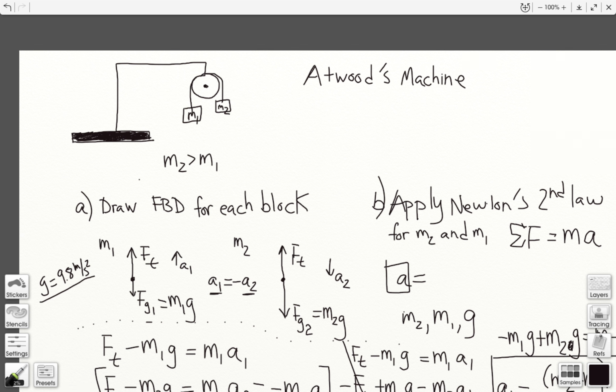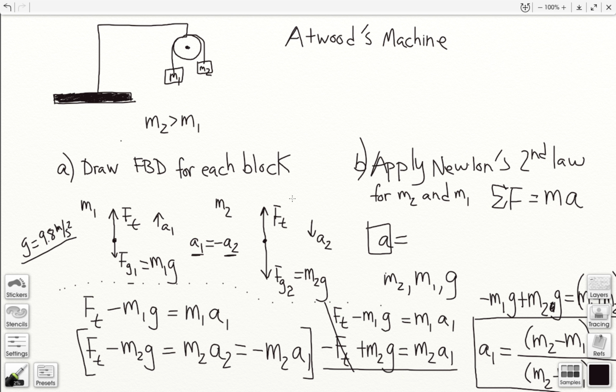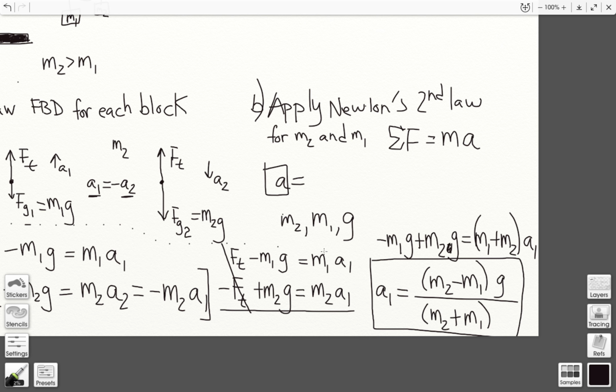Okay, so that was Atwood's machine. Just a little background: this machine was invented by a mathematician as a lab experiment to verify the laws of motion with constant acceleration. What they would do is have this system, vary the mass of the two blocks, and measure the acceleration. As you can see in this expression, they would plot the measured acceleration on the y-axis, and on the horizontal axis they would have M2 minus M1 over M2 plus M1. The slope of the scatter plot should be very close to 9.8, which is the acceleration of gravity on Earth.